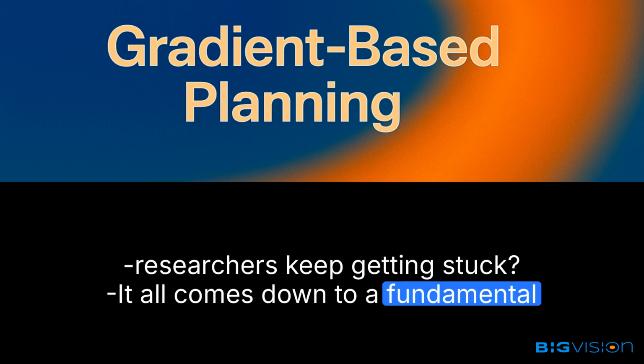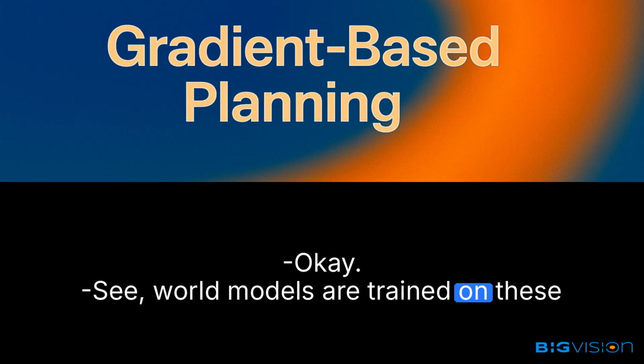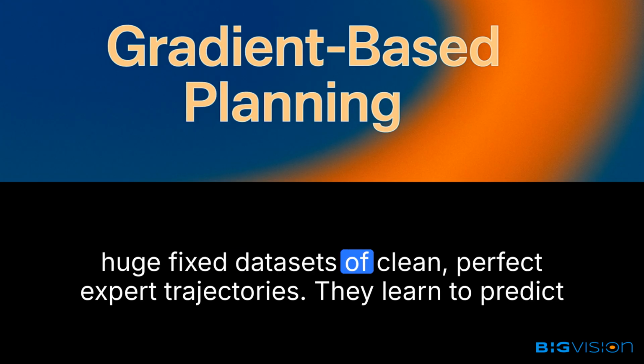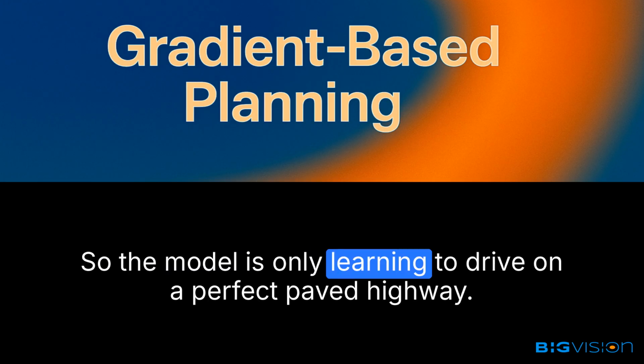It all comes down to a fundamental misalignment, what the paper calls the train-test gap. Okay. See, world models are trained on these huge, fixed data sets of clean, perfect, expert trajectories. They learn to predict the next step if the agent is acting flawlessly. It's called teacher forcing. So the model is only learning to drive on a perfect paved highway.